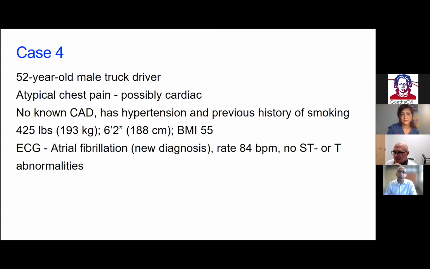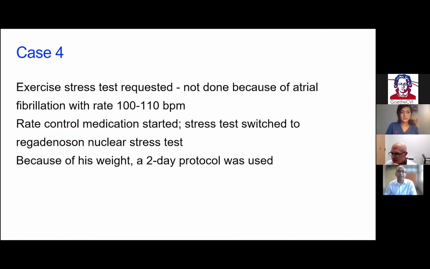He was rate controlled at 84 beats per minute, and he did not really have any ST or T wave abnormalities. Because of his chest pain, he was sent for an exercise stress test, and he was found to be in atrial fibrillation with rates in the hundreds, and therefore it was not done. He was then started on rate control medication, and the stress test was switched to a regadenoson nuclear stress test. This was a patient who was seen at one of our community hospitals. Because of his weight, a 2-day protocol was done for the nuclear stress test.